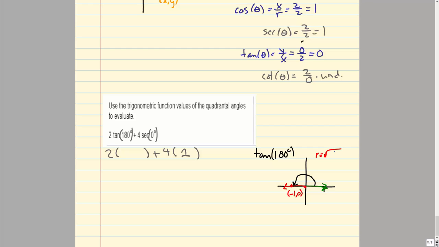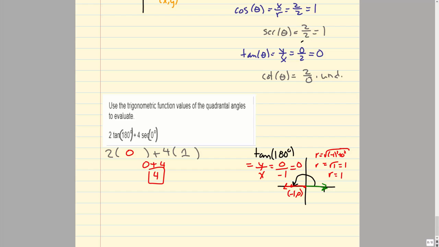And so r would be the square root of -1 squared plus 0 squared, which is the square root of 1, which is 1. So r would equal 1 in this case, which actually I guess we didn't need because tangent is equal to y over x. And so y in this case is 0 over -1, which is just 0. So this would be 2 times 0 is 0, 4 times 1 is 4, 0 plus 4 is 4.